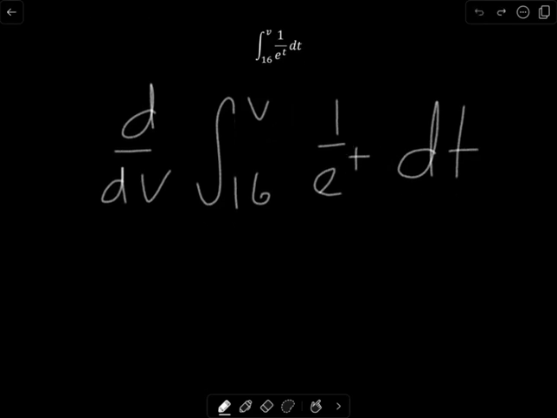This is going to be equal to 1 over e to the power v. So that is the derivative of this integral. Right, let's move on.